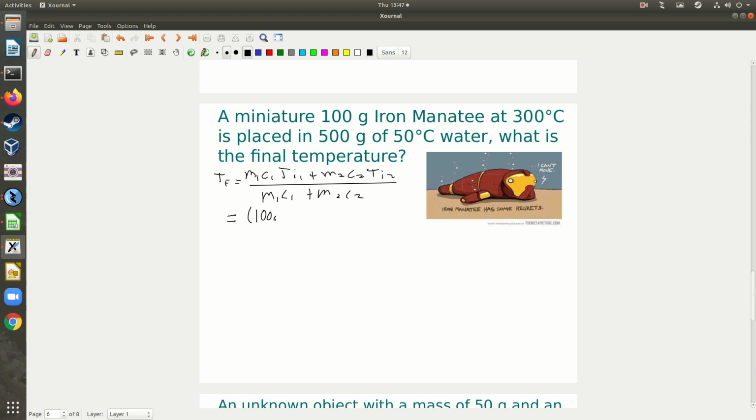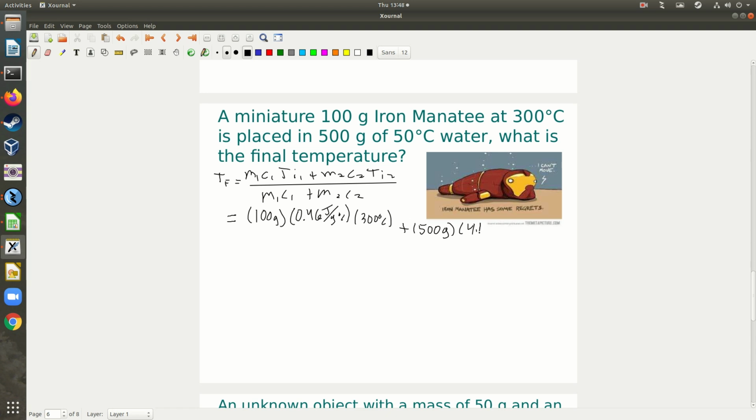All right, so 100 grams, C1, that's iron. Iron from the table I give you is 0.46 joules per gram degrees Celsius. And then its temperature was 300. And I'm going to have to put this a little lower because I just realized I'm going to run into the manatee. Plus the mass of the water, which is 500 grams.